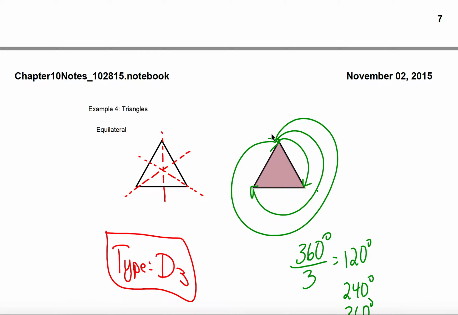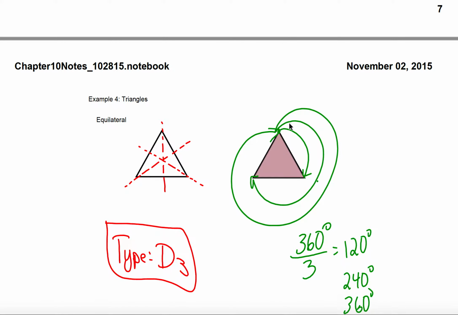And there's 1, 2, all the way around is 3. And 360 divided by 3 means that each angle I went 120 degrees, I went 240 degrees, or I went 360 degrees. Since there's both reflective and rotation, this is a D, and since there's 3 of them, it's a D3 type.